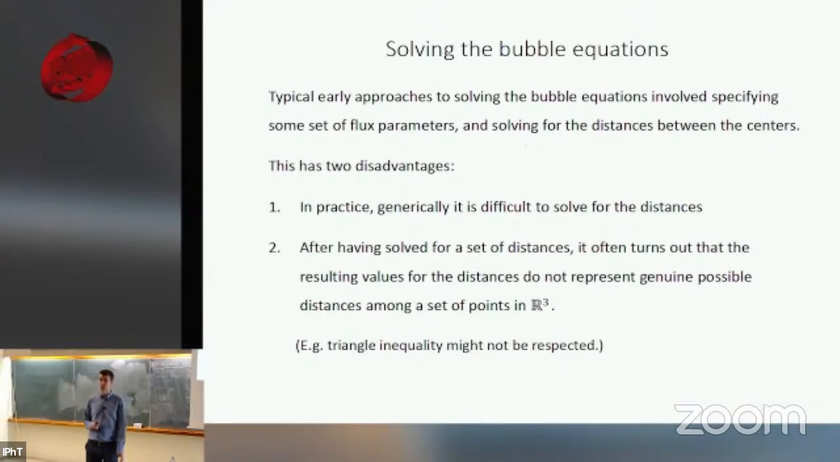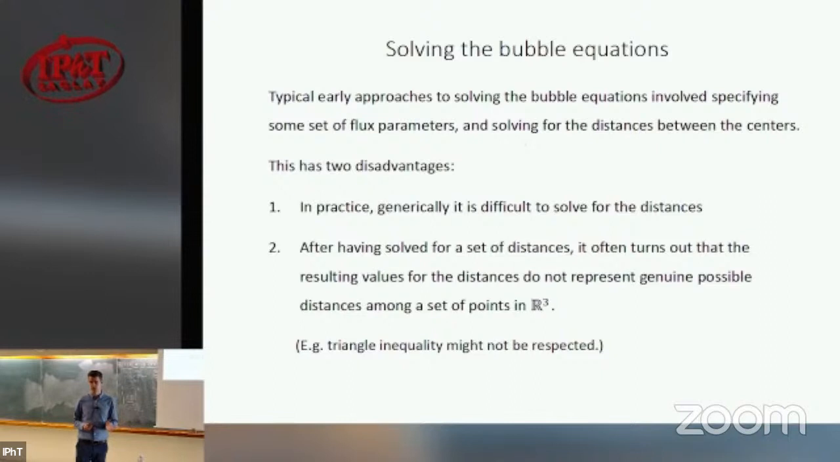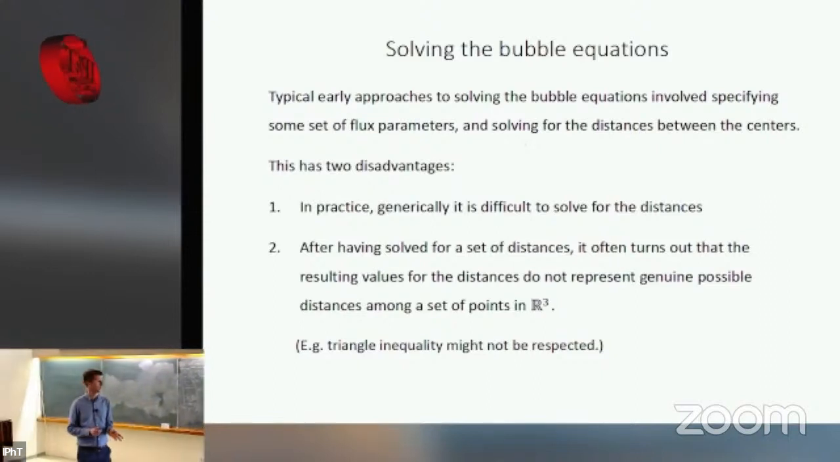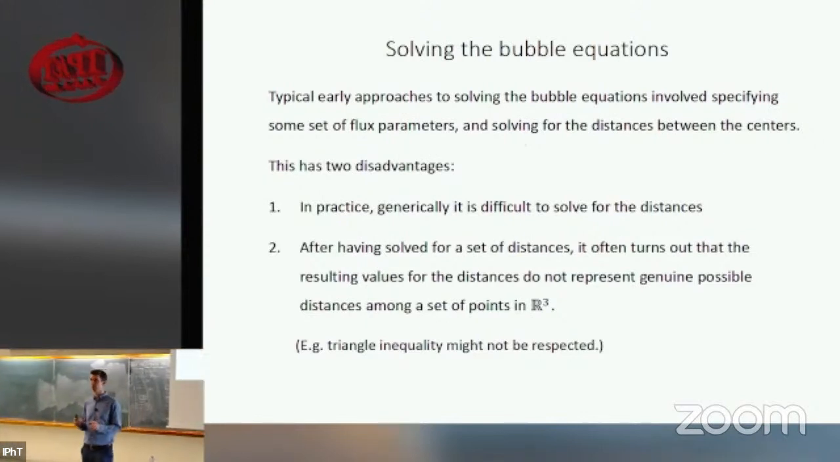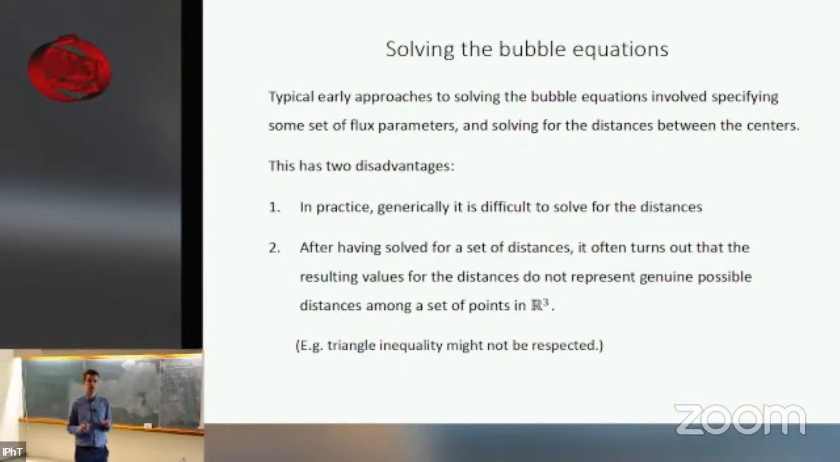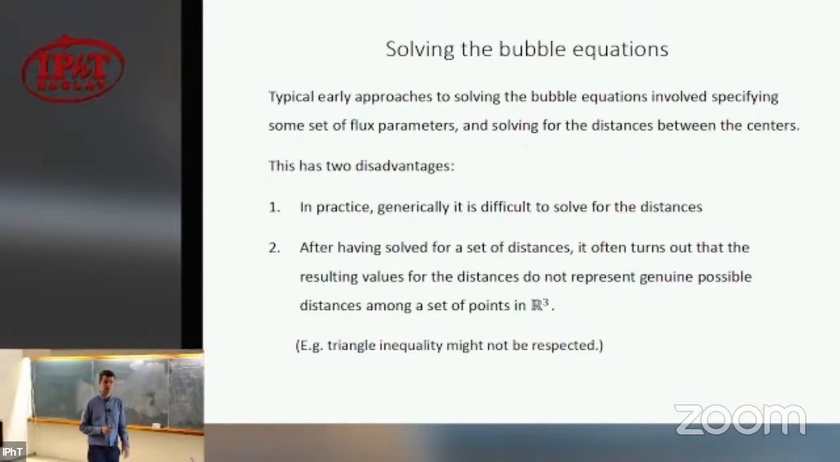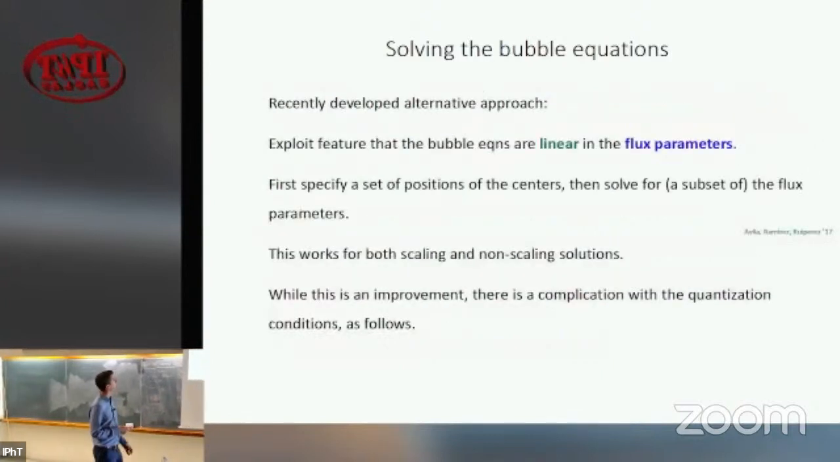And not just that it's difficult in practice, there's an in-principle problem that comes up: after you solve the bubble equations for the distances, it may turn out that these distances do not represent actual genuine possible distances between a collection of points in R3. You might violate a triangle inequality. And then the solution is no good. It has to be thrown out. So that's a problem with this approach.